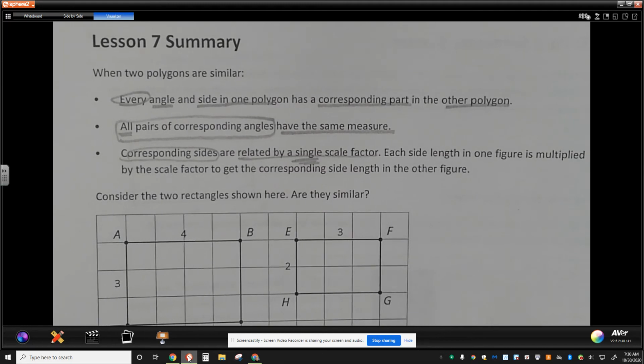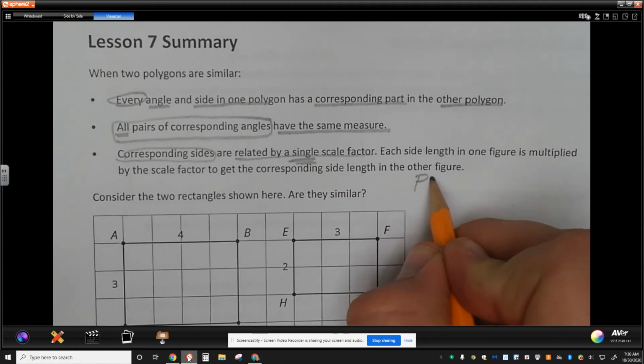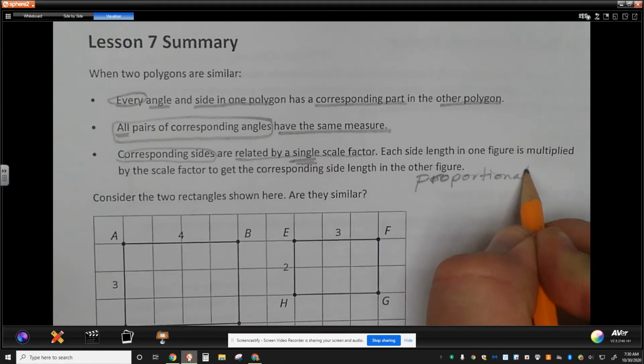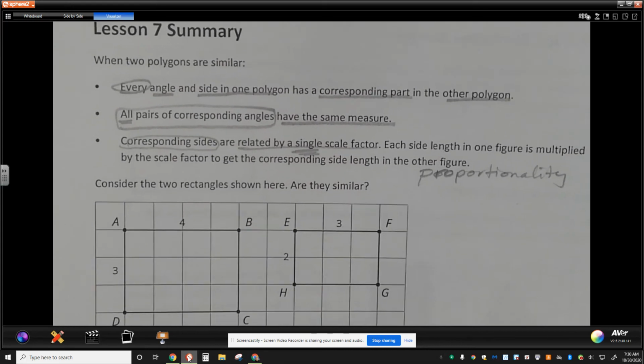Otherwise, we don't have proportionality. Each side in one figure is multiplied by the scale factor to get the corresponding side length of the other figure. And again, without using just one scale factor, we lose proportionality, meaning that the figures don't grow and shrink the same way. Kind of like if you were zooming in and out on a picture on a phone or a computer, you have to see that growth has to occur at the same rate all the way through.